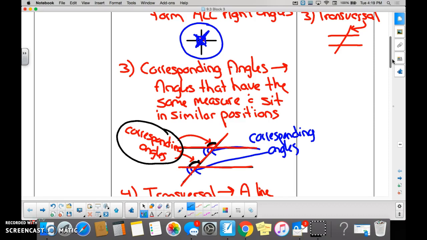They sit in the exact same position. They have the same measure. So if we look at this angle, it looks exactly like that angle. Those two angles are the same. We have some corresponding angles right below them. So this angle and this angle, which I'm highlighting in blue again, are corresponding. They sit in the exact same position. And if you trace them, they're going to form the exact same angle. And again, corresponding angles sit in a similar position and have the same angle measurement.